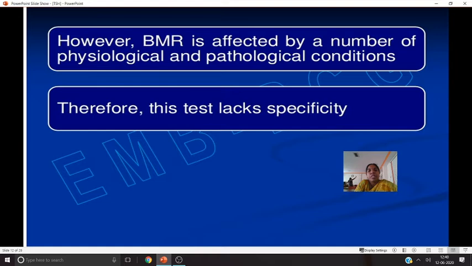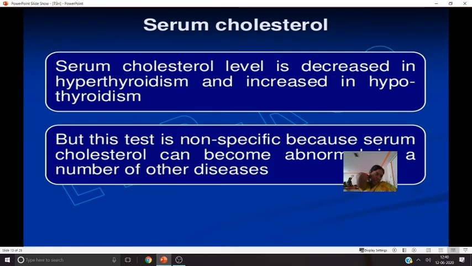So therefore this test lacks the specificity. So this is not going to do. Next is the serum cholesterol. Serum cholesterol level is decreased in hyperthyroidism and increased in hypothyroidism. But this test is non-specific because serum cholesterol can become abnormal in a number of other diseases. In other diseases also the serum cholesterol will rise. So this test is also non-specific.